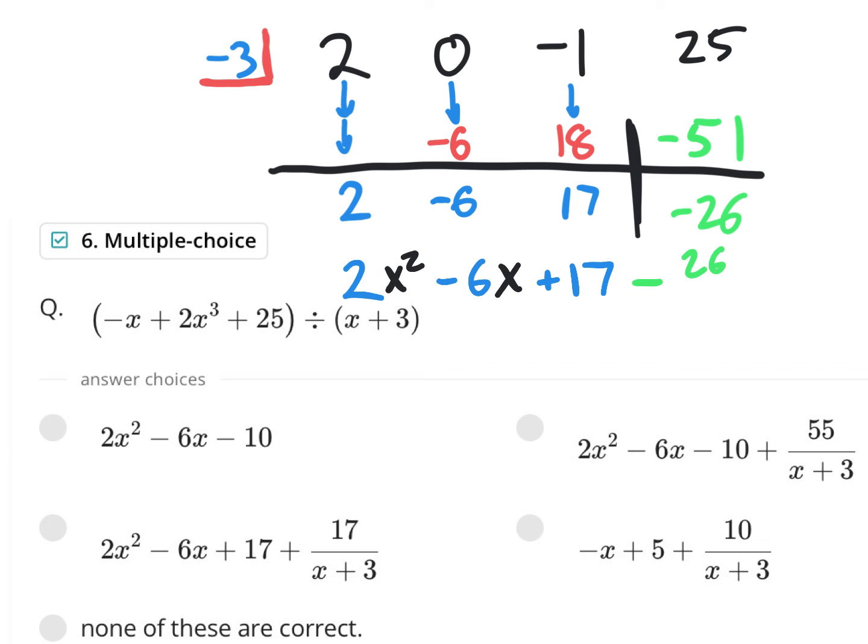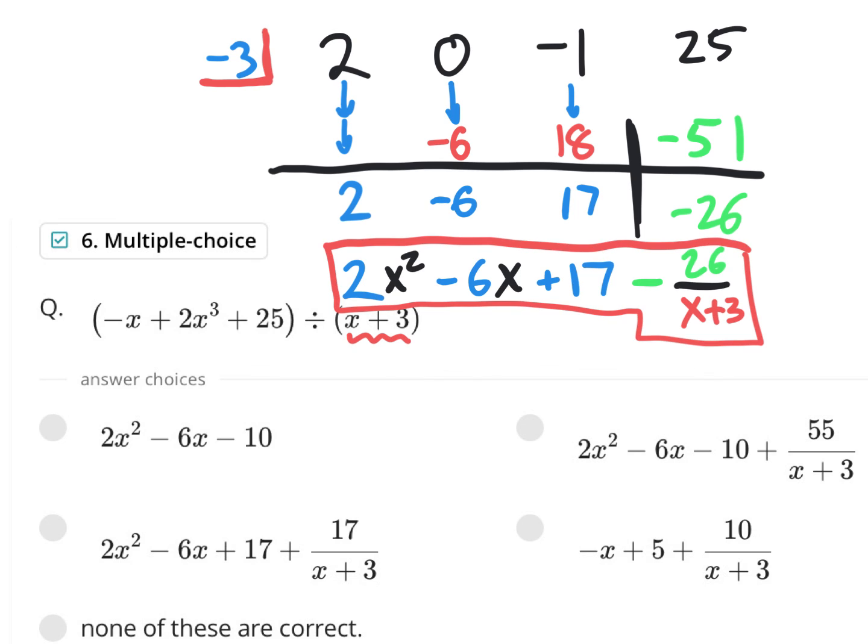Now notice that I put the minus in front of this fraction over the original divisor, x plus 3. And as previously mentioned, none of these are correct. It looked like this one was going to be it, but that's not the right remainder. It should have been a minus 26 over x plus 3. Again, if you're watching this part of the video, the synthetic division part, and if you wanted to watch the long division part, just rewind this specific video to watch the long division part to see what you prefer to use.